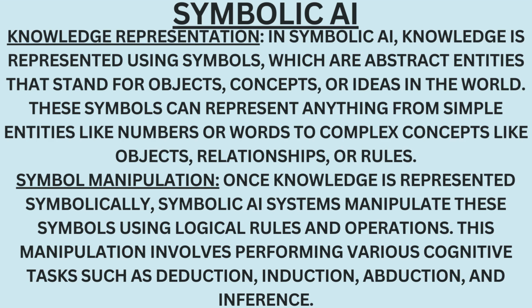Symbol manipulation. Once knowledge is represented symbolically, symbolic artificial intelligence systems manipulate these symbols using logical rules and operations. This manipulation involves performing various cognitive tasks such as deduction, induction, abduction, and inference.